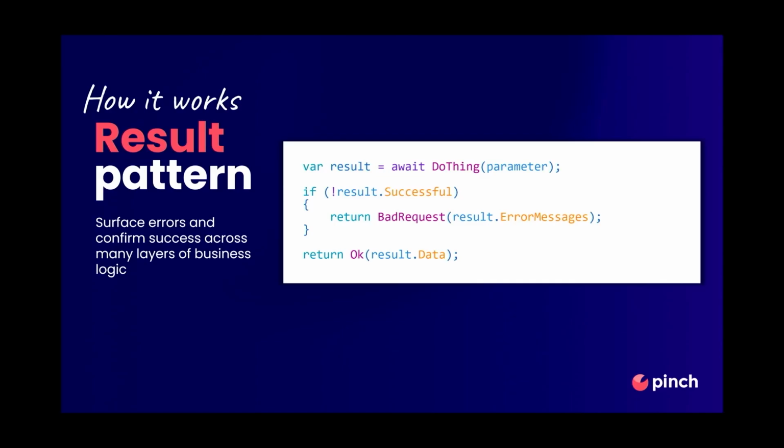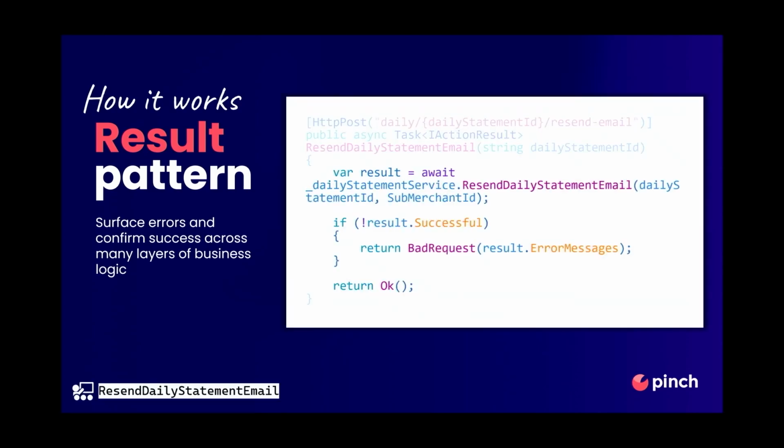Okay, so result pattern. It's as simple as this. I want to go do a thing, and I want to know what happened. Did it work or did it not work? And if there were any error messages, what were those error messages so that, from the controller's perspective, I can give something back to the user as a result?